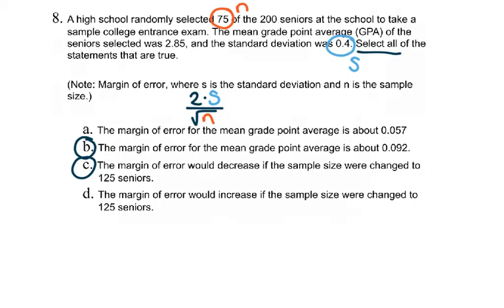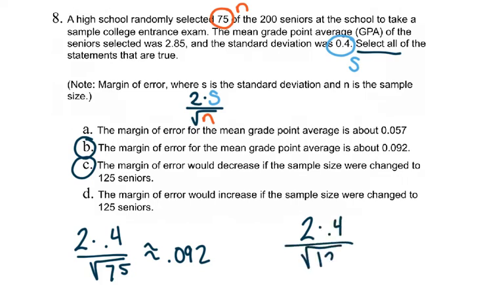For B, I'm going to show you really quickly. If we find the margin of error, S is not 0.04. Let me try that again. 0.4, and N is 75. And you do, in fact, get 0.092, so that's why that one's true. C says the margin of error would decrease if the sample size were changed to 125. So all you gotta do is plug in the sample size of 125, and you get 0.07155. The margin of error definitely went down, which is why C is also true.